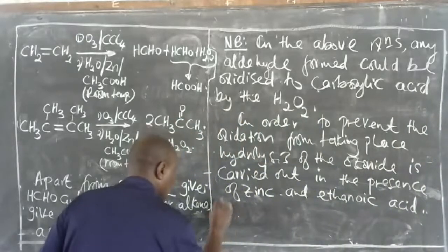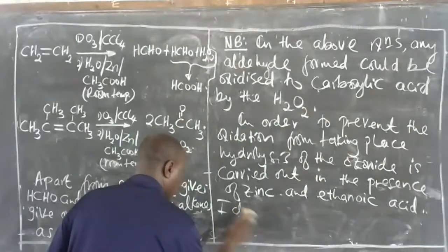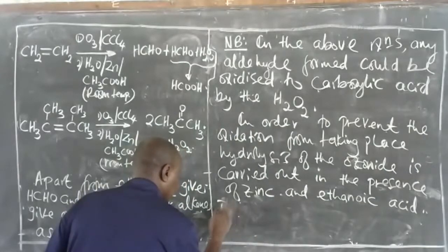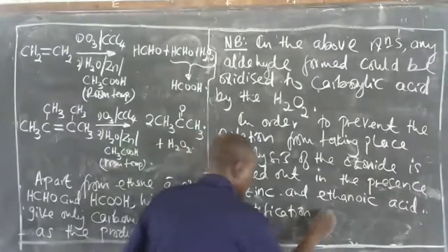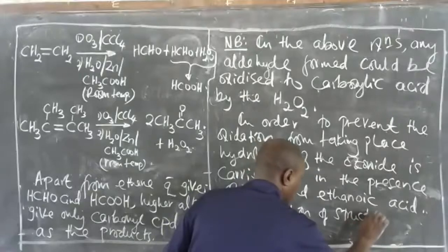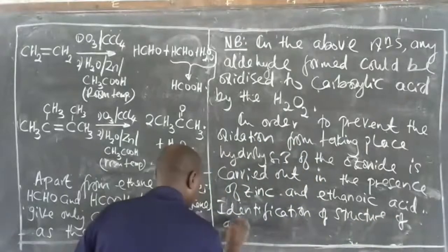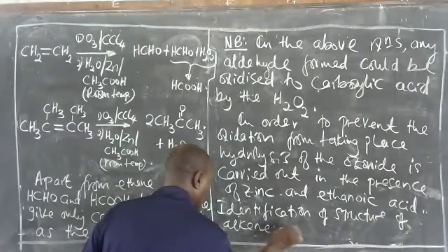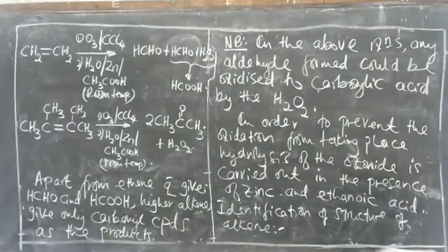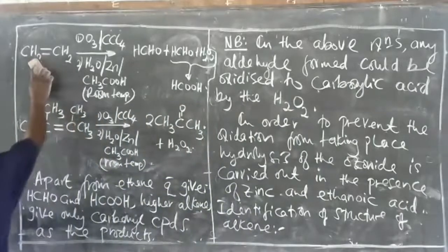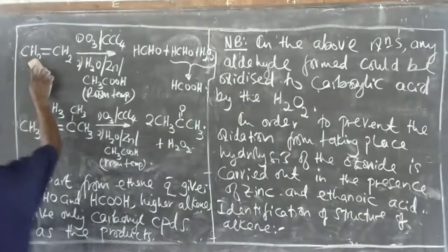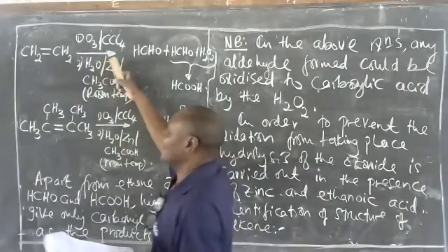So, identification of the structure of alkene. Supposing you have carried out ozonolysis of the alkene, and then maybe the product you are going to obtain. Are we through? Yes. Okay.